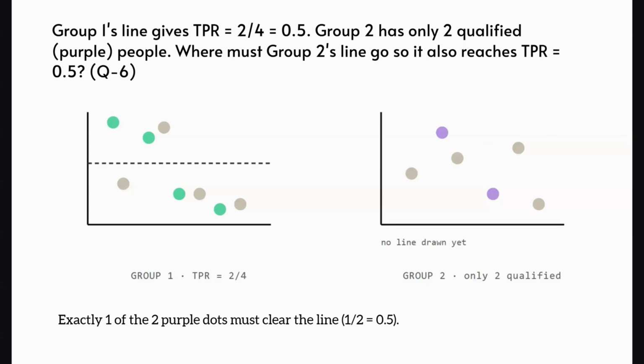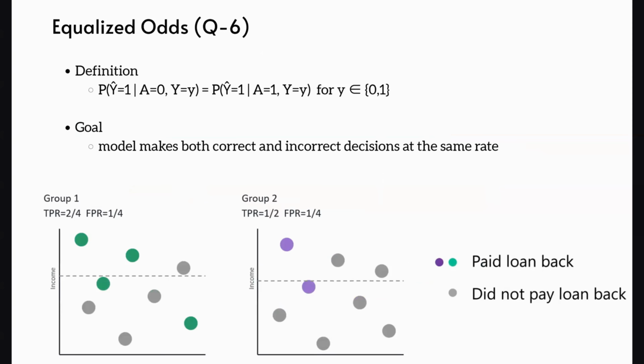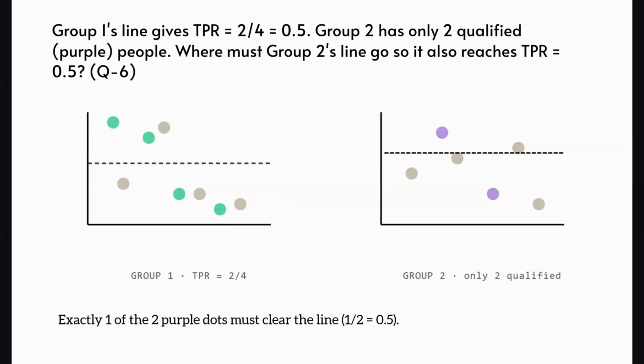Even if we draw a line here or here, it won't matter. That is the issue with equal opportunity, that it does not take into account the people who are not supposed to be qualified. And yes, your answer is correct. The line comes somewhere between, like 1 purple should be above the line. It must clear the threshold.